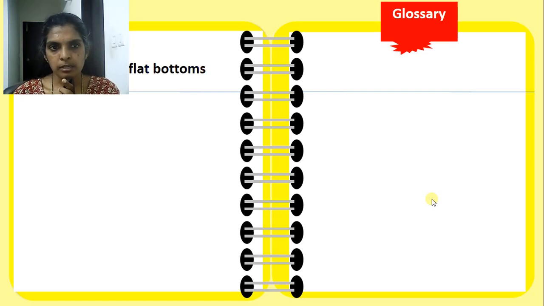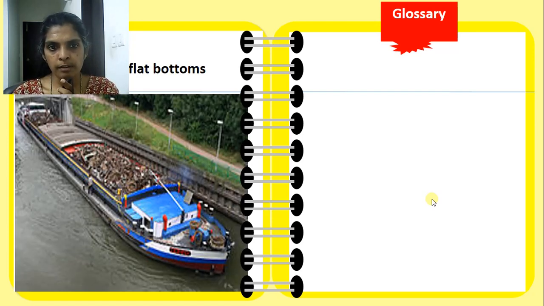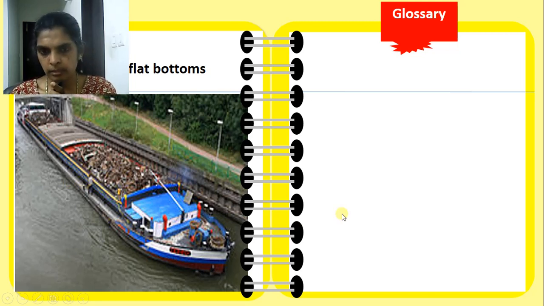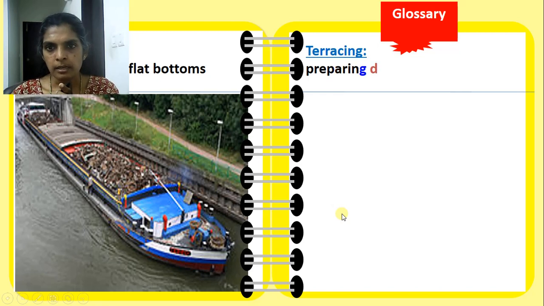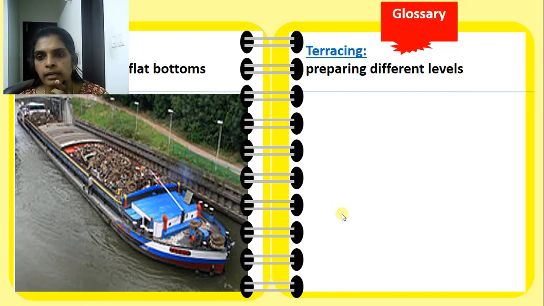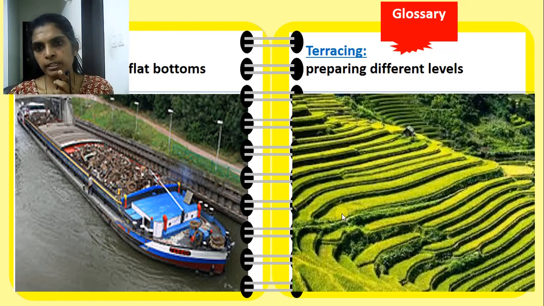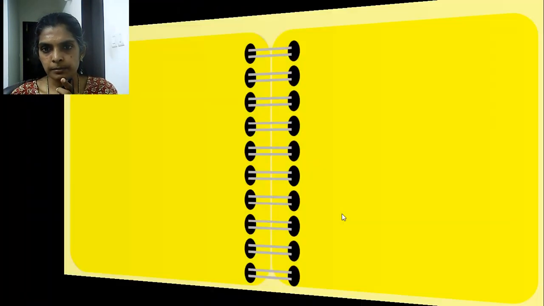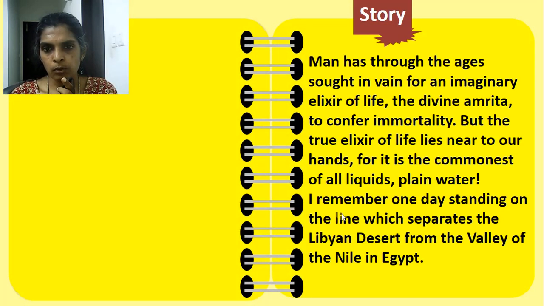Barges, large boats with flat bottom. See here, you can see it is a huge boat, but it is very, very flat. These are called barges. Terracing, preparing different levels, especially for cultivation. This is terrace farming. Now we'll go to the lesson.